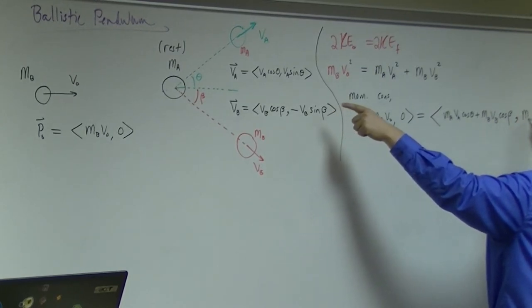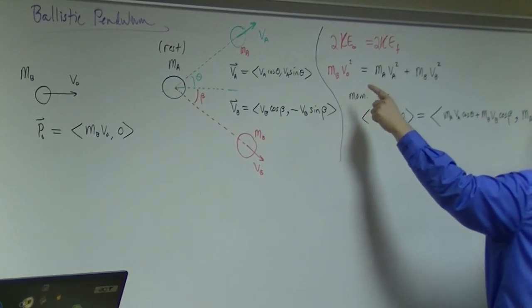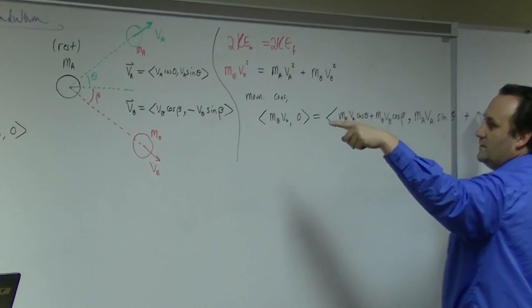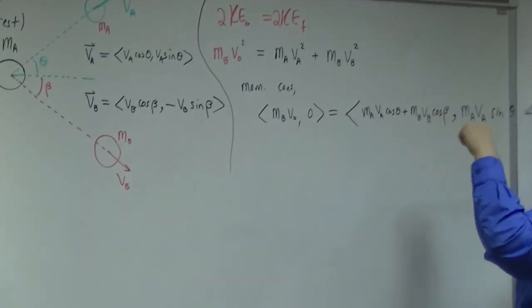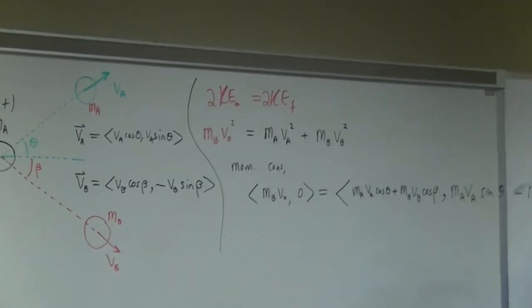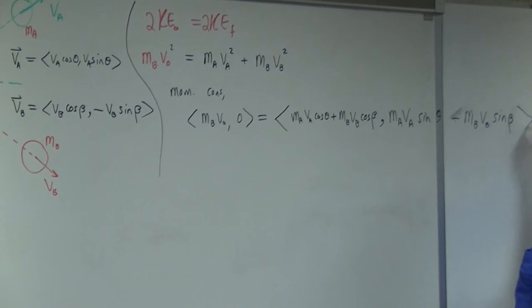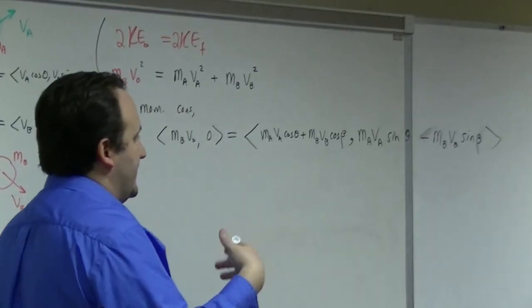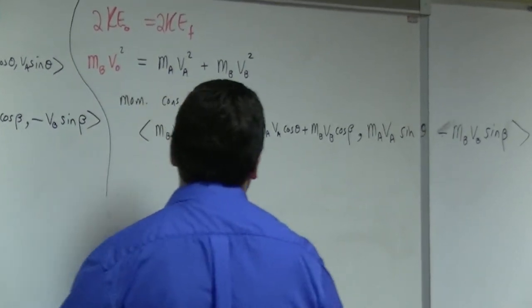So I've got MA VA sine theta minus MB VB sine beta. Yeah, thank you. So it's a vector equation, which means I have two equations, actually. Let's look at the y one first. What does that tell us?